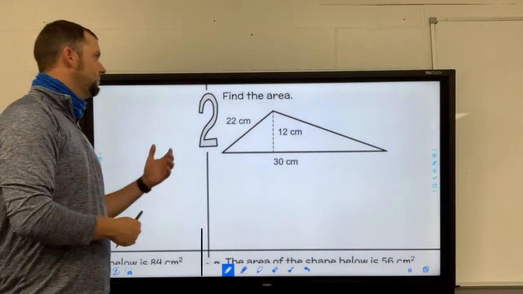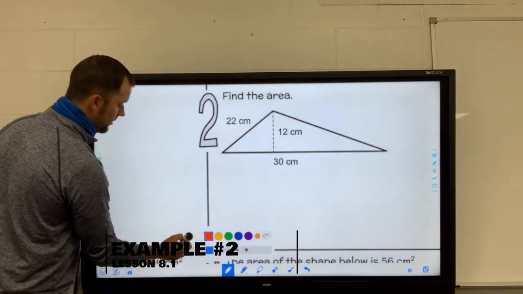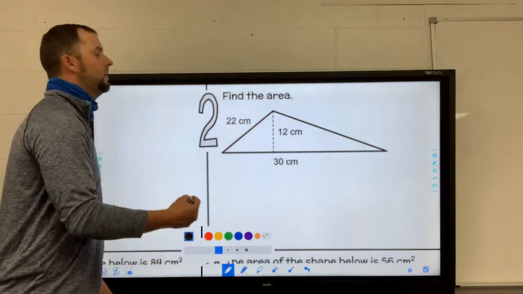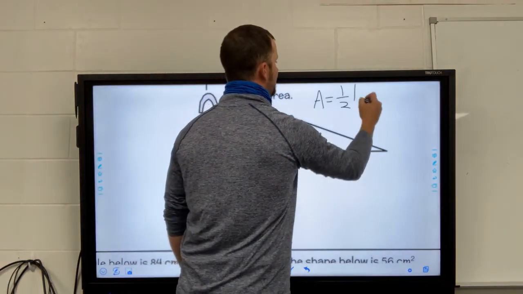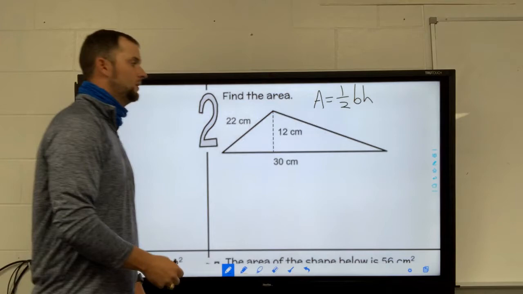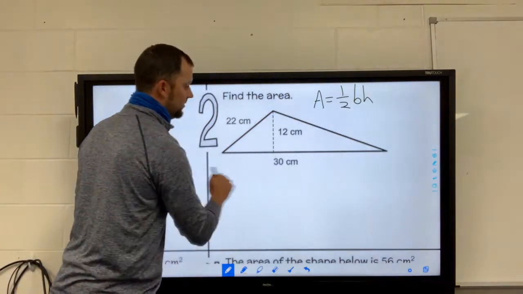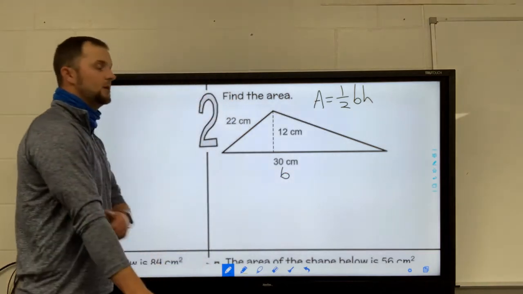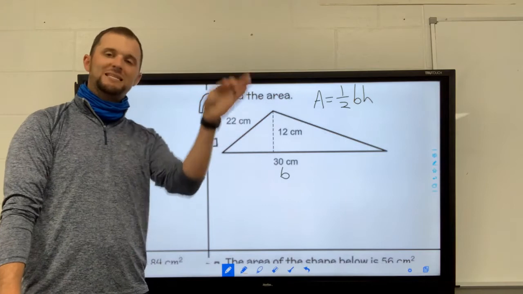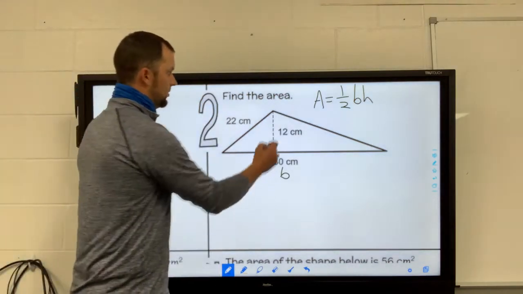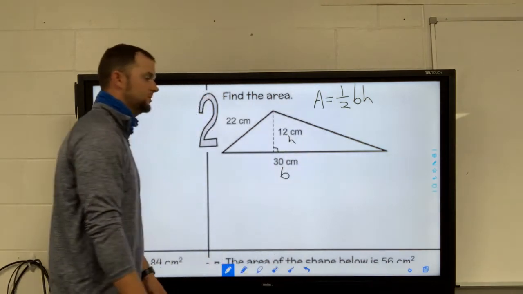All right, so on example number 2, it wants me to find the area, and it looks like this is a triangle. So in a triangle, automatically you should write the area of a triangle is 1/2 the base times the height. So right now we need to recognize my base. My base is the bottom of my triangle, so that's going to be 30 centimeters. And then remember, the height of your triangle is from the vertex straight down at a 90-degree angle. So from the vertex at a 90-degree angle, my height is going to be 12 centimeters.